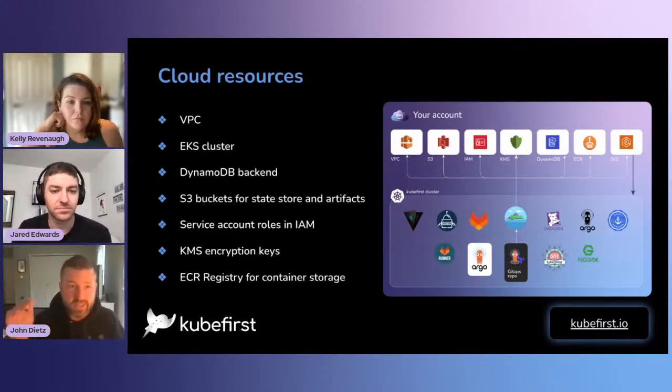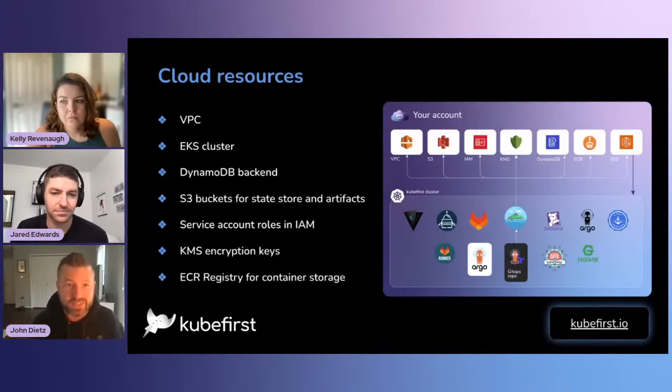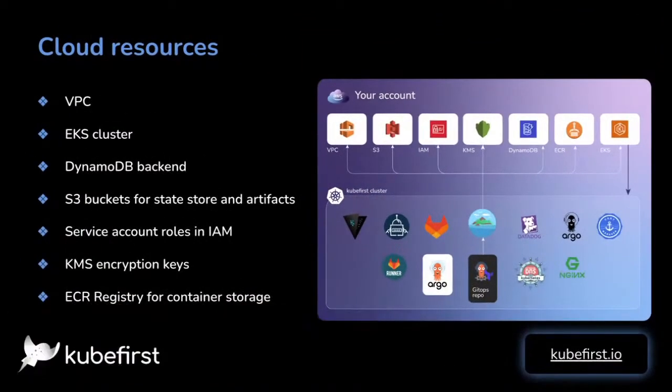It's going to create a new VPC to house your subnets and your EKS cluster. It's going to create an EKS cluster itself. It creates a DynamoDB backend for Vault to store its secrets in, as well as a KMS encryption key in order to keep all those secrets encrypted at rest. It'll have S3 buckets for state storage and artifacts. It will include service account roles for IAM for all the different Kubernetes services that we have that need to interact with the cloud. And there will be an ECR registry made available for container storage of your microservice applications.